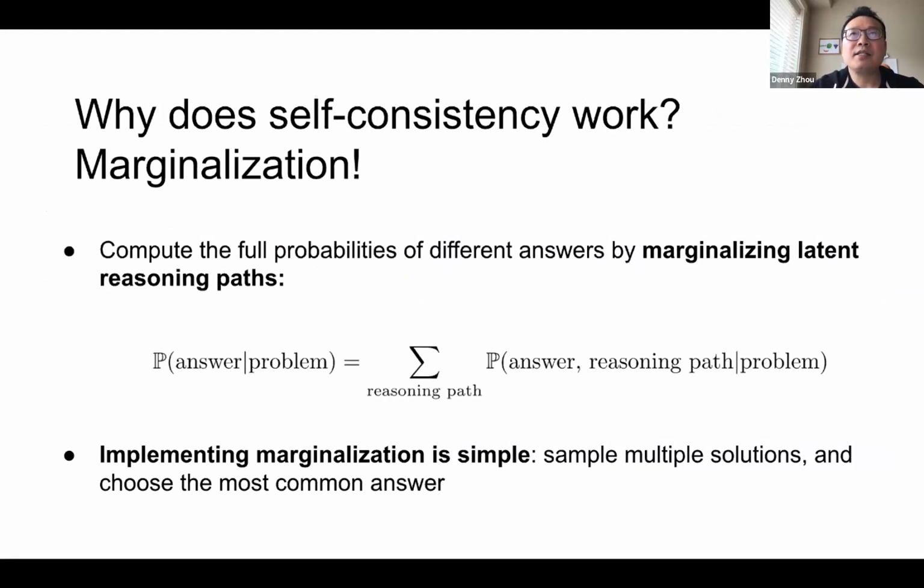Why does self-consistency work so well? Marginalization. Think about it. Given the problem, we need to compute the probability of the answer. How to compute it? Those reasoning paths are latent variables. To get the full probability, we need to integrate over all reasoning paths. That's called marginalization. To implement marginalization in code, we just sample the solution multiple times. It's called Monte Carlo. And then choose the most common answer.